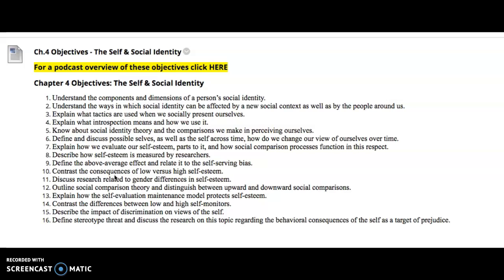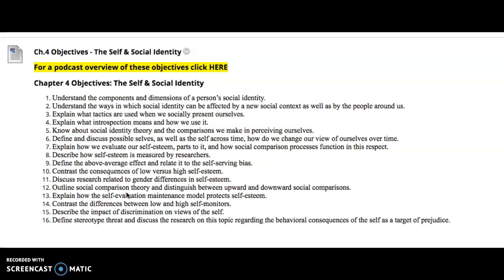Contrast the consequences of low versus high self-esteem. Some people would think that there aren't any negative consequences to high self-esteem, but there are. So you want to be familiar with both low and high self-esteem consequences. Discuss research related to gender differences in self-esteem. How do males and females differ in regards to self-esteem?